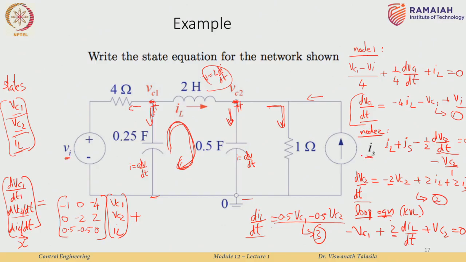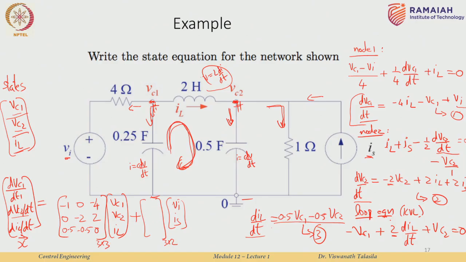So, what we are going to do with that is, we have 2 inputs, Vi and Is, and what we would need is a 3 cross 2 matrix over here, because this is a 3 cross 3, this will be a 3 cross 2 matrix, all right.